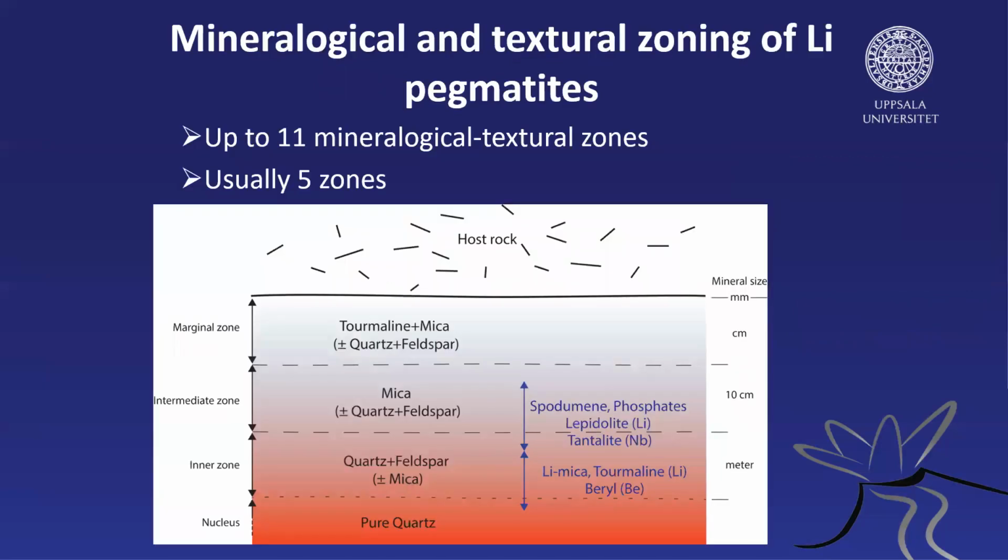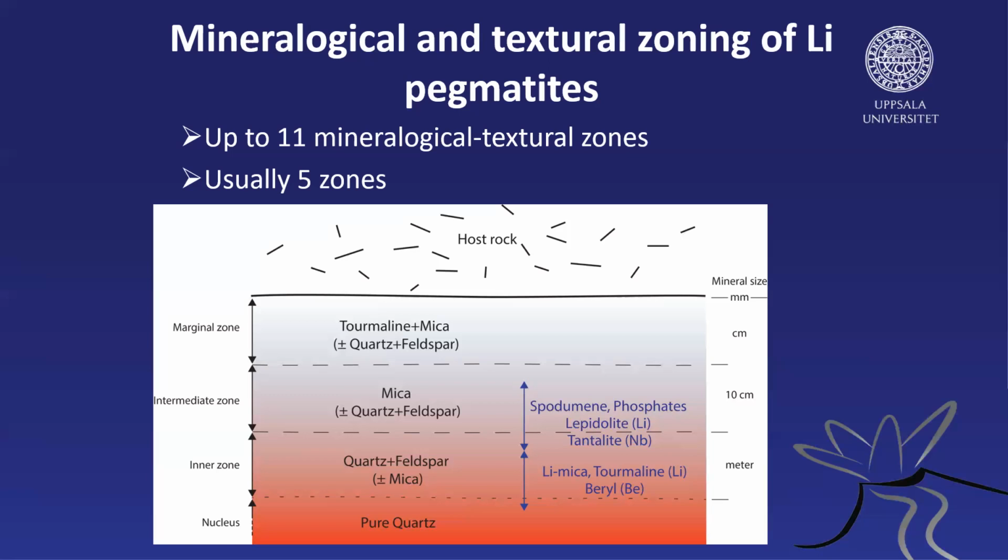If we go even more into detail when we are looking at pegmatites, I'll give you just an example of lithium pegmatites. We can find up to 11 mineralogical and textural zones. So that's a very complex magmatic body. It's a very complex geological object. And basically we usually see 5 zones. This is a very simple sketch to show you what we can find.